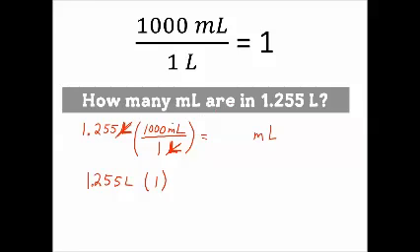So what I can do is multiply 1.255 times 1,000 and get 1,255. You can also think of it as, you know there's going to be more milliliters than liters because milliliters is a smaller unit. Therefore, you're going to multiply by 1,000 to get a bigger number of milliliters.